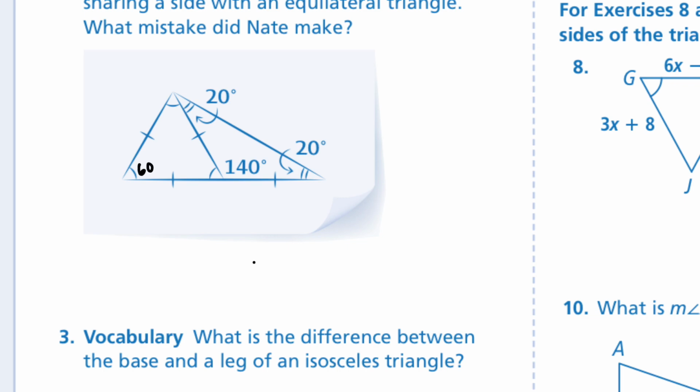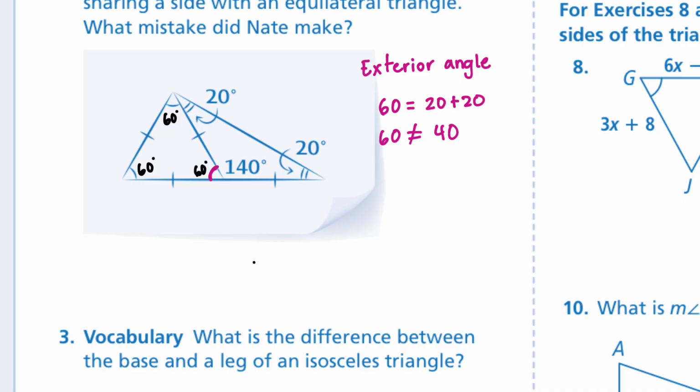I know that in an equilateral triangle, all the angles inside add up to 180, with each angle 60 degrees. This is an exterior angle, and if I use the exterior angle theorem, that exterior angle is equal to the sum of the two furthest angles. And in this case, that's not true.